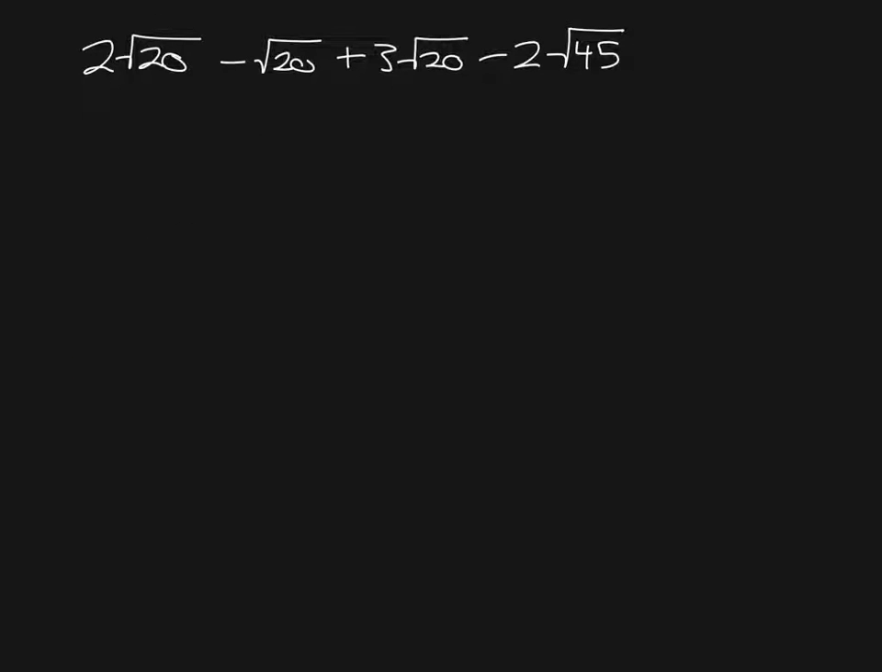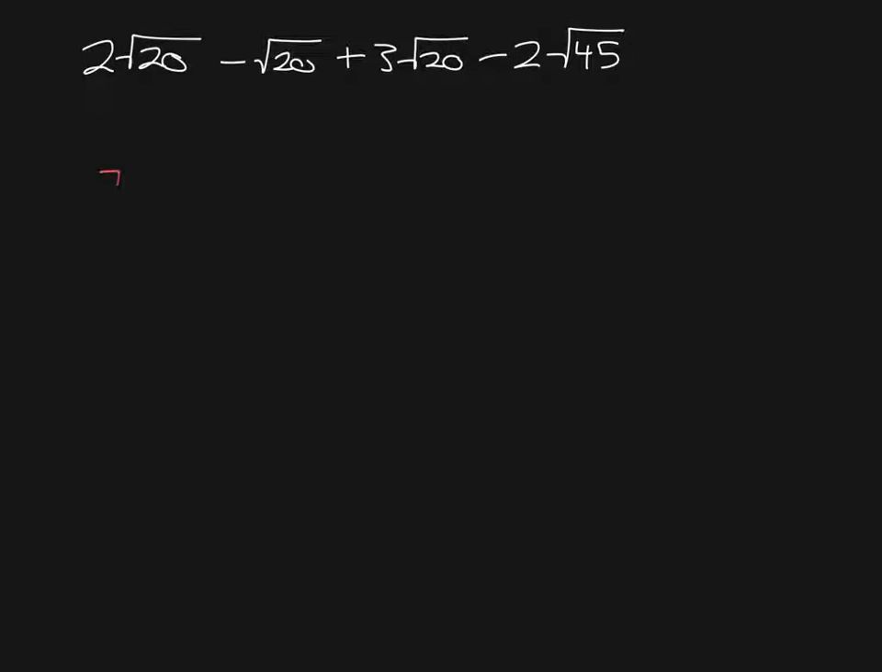Let's look at another example. In this example, I have 2 times root 20 minus root 20 plus 3 root 20 minus 2 root 45. Now, even though I see some like radicals here, I have 3 root 20s and then I have a root 45. Even though these look like I can combine them, before I do anything, I want to make sure that all of my radicals are as simplified as possible.